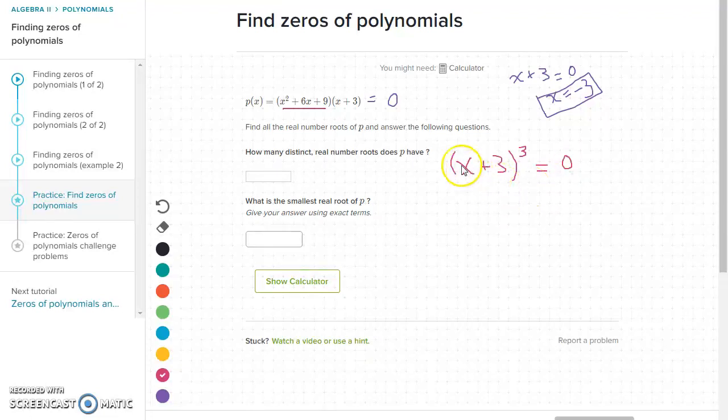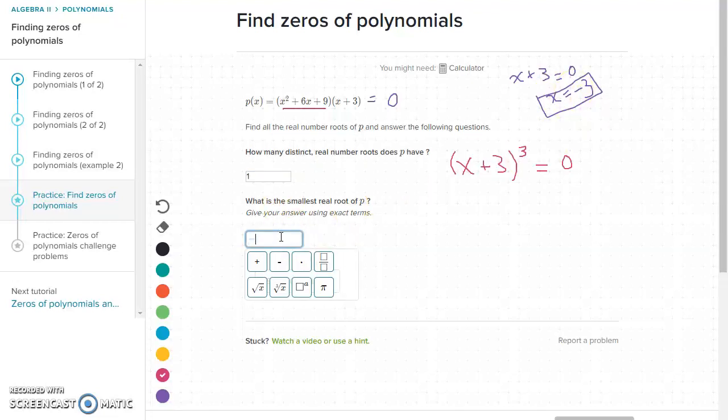And if you want to go ahead and solve, you could do cube root, and you'll get the same answer of x equals -3. So you don't even have to do that much work. You just know that it's going to be the same solution as x plus 3 equals 0. So how many distinct real roots do we have? Even though this is cubed, we only have one solution. Since they're all the same number being multiplied by themselves, when I set it equal to 0, I'm only going to get one answer. So I just have one, and the only one I have is -3. So that is my answer.